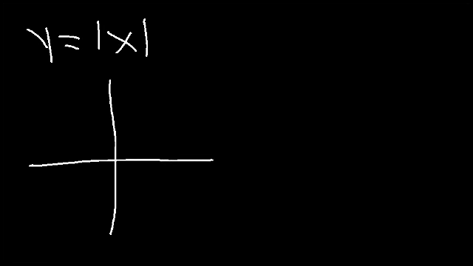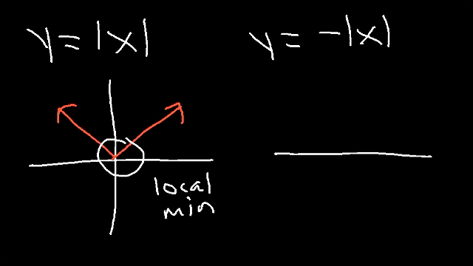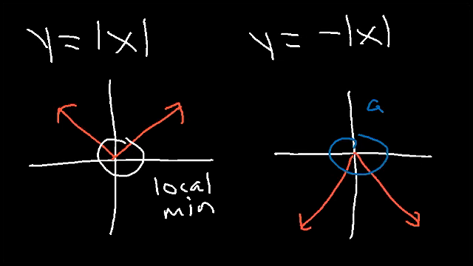Another one that you need to know is the absolute value of x. This function is basically a V-shaped graph. So notice that this point is the local minimum, but it's also an absolute minimum. And if there's a negative on the outside, then it opens downward. And so it has an absolute max, and it has a local max at that point.